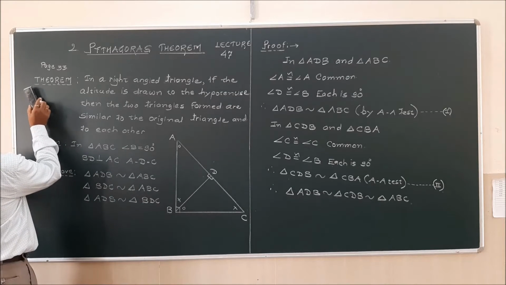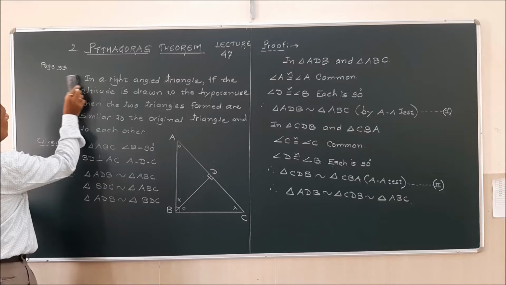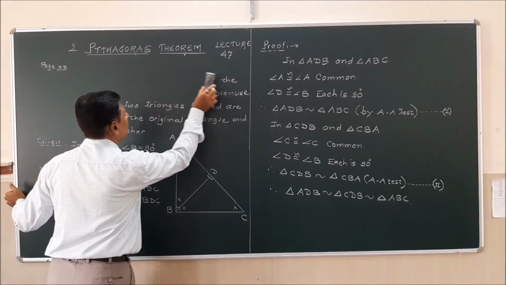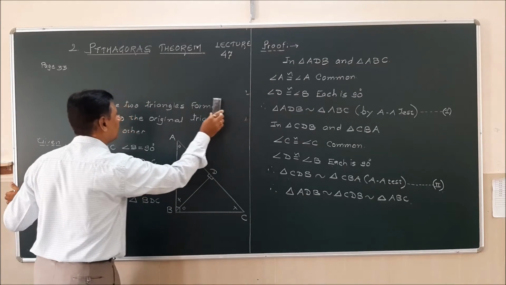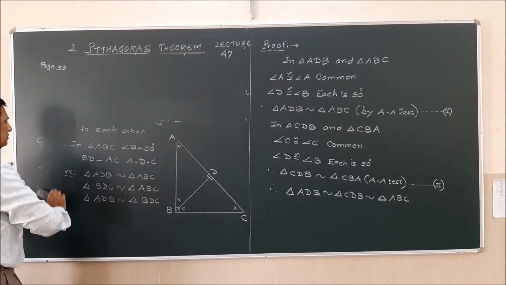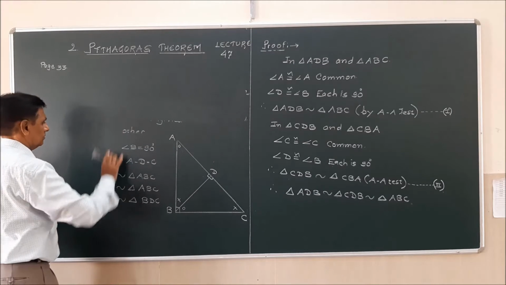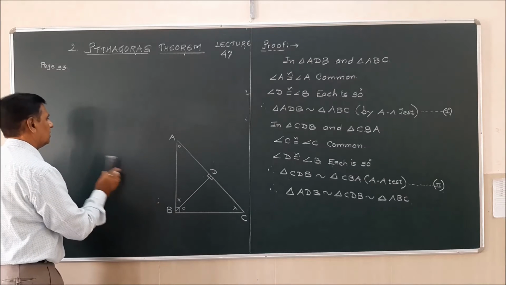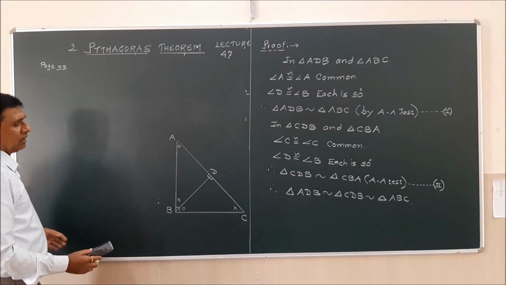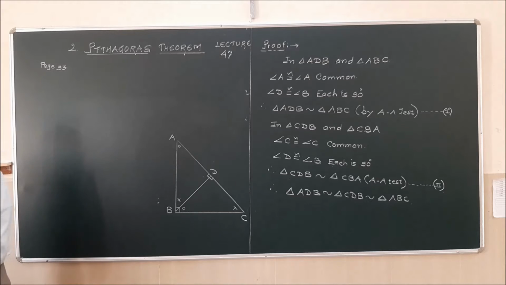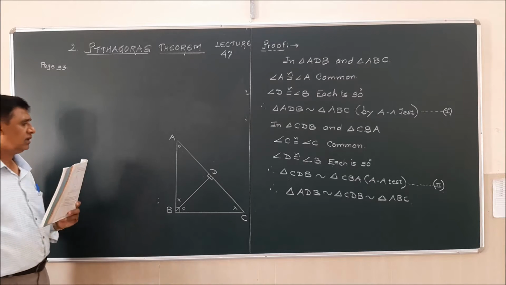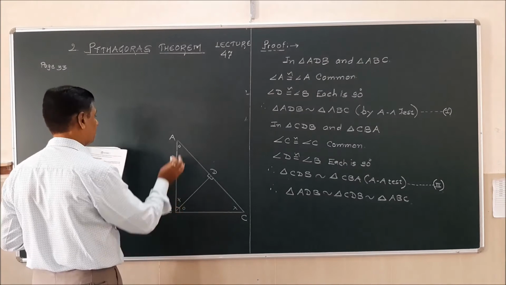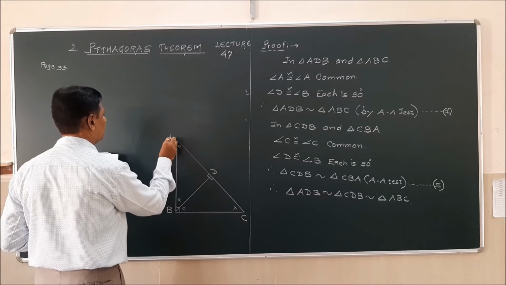Now next theorem is on the same page, which is very important for accommodating students. Theorem number 2. Here you will find PQR is a triangle.